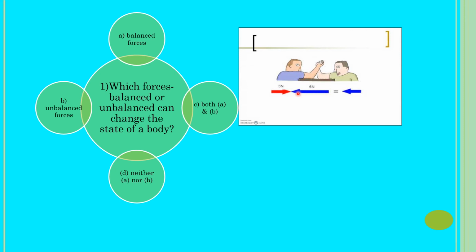We've seen that whoever applies a greater force is able to push the claw of the other person down. So this person is applying a greater force of 6 Newton and this person a force of 3 Newton. So there will be a resultant force of 3 Newton in the direction of the greater force, right? Are these forces balanced or unbalanced? Of course they are unbalanced. So if there are unbalanced forces, the state of the object is changing.